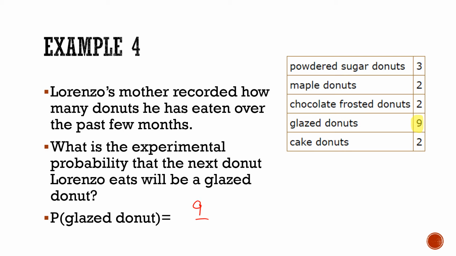But then that is out of how many? So what you're going to have to do is add these up. So 3 and 2 is 5. 5 and 2 is 7. 9 and 7 is 16. Plus 2 is 18. So 9 over 18 would simplify to a half. So there's a 1/2 chance that the next one chosen would be a glazed donut.